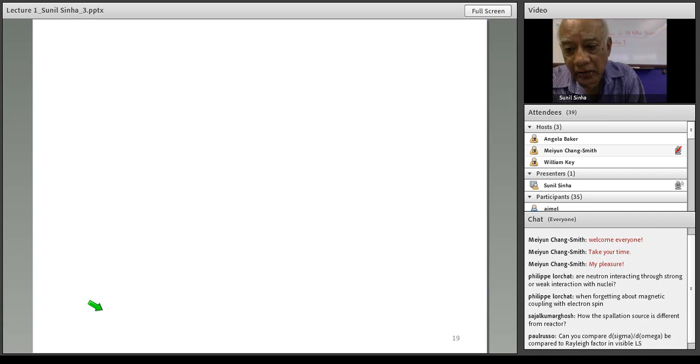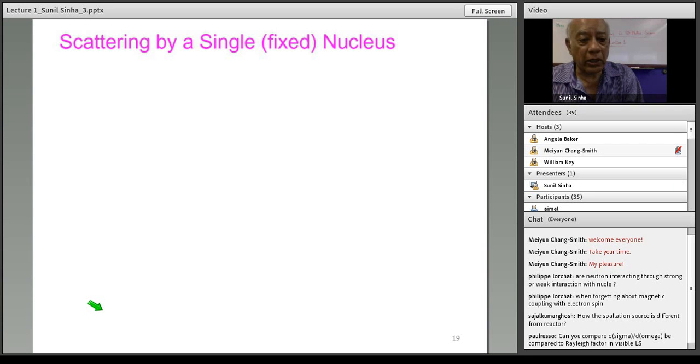And finally, there's another question. Can you compare d sigma by d omega to the Rayleigh factor in visible light scattering? Yes, in fact, Rayleigh scattering, for instance, in X-rays or light, can also be expressed exactly in terms of d sigma by d omega. If you like, I can do that later, but the answer is basically yes. Okay, maybe we should continue and go on now. Thank you for the questions. They're good and useful, but let's continue with the lecture.